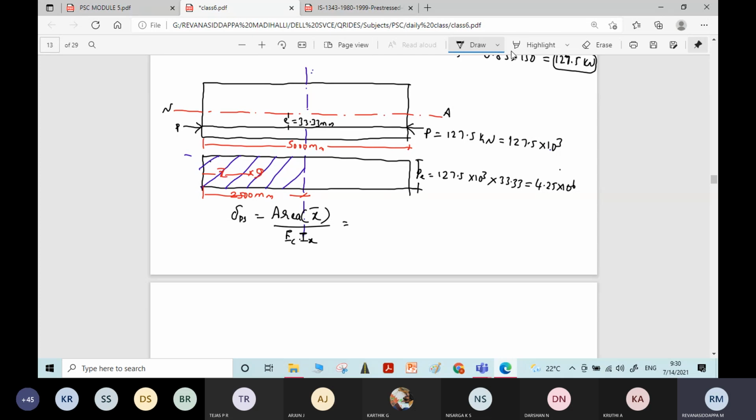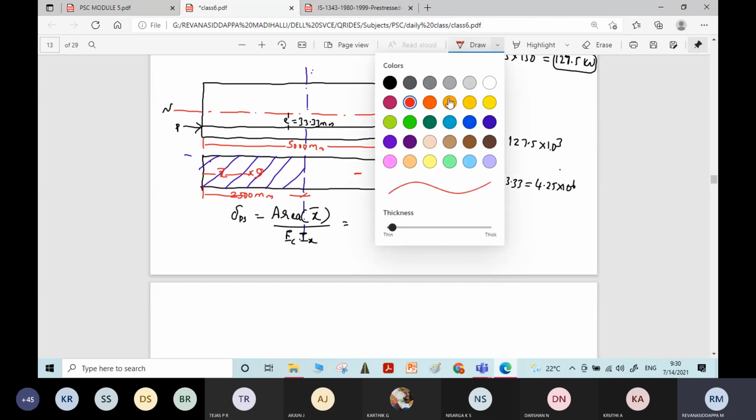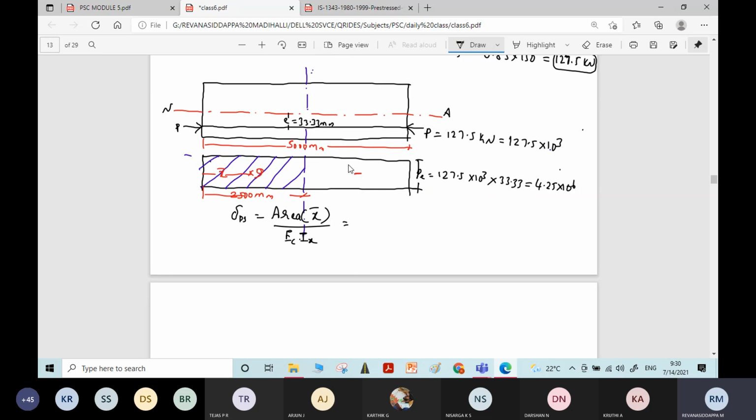And one more important thing, the sign is negative. I have given the clear guidelines in Module 2, you can refer there. The sign will be negative because this pressure force will cause hogging bending moment. That is why the sign is negative. Therefore, the deflection is minus A into x1 bar divided by EC into IX.